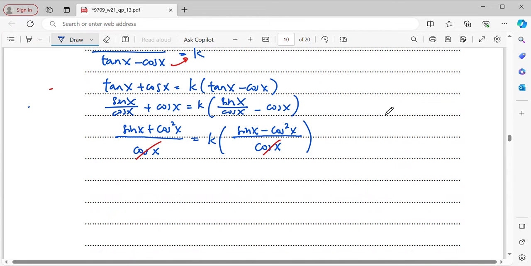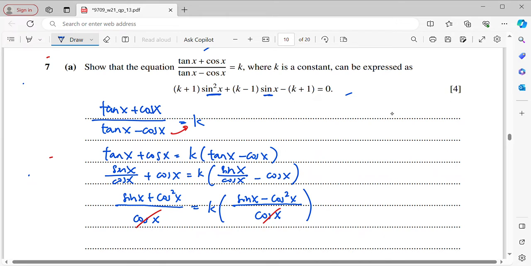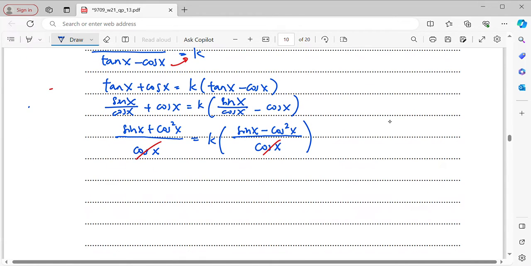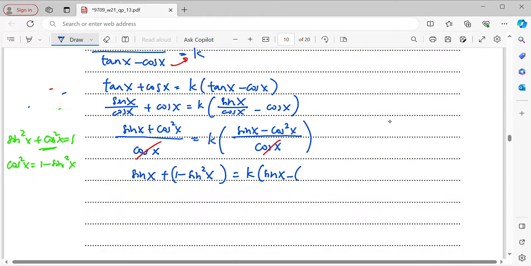At the same time, when you look at the answer here, we just need sine square x and sine x, no cos square x, which means now we need to apply one more identity, which is sine square x plus cos square x is 1. And I need to get the cos square x as the subject. Then it will be 1 minus sine square x, which means I will be getting sine x plus 1 minus sine square x, which is our cos square x there, equals k bracket sine x minus the cos square x will be 1 minus sine square x.